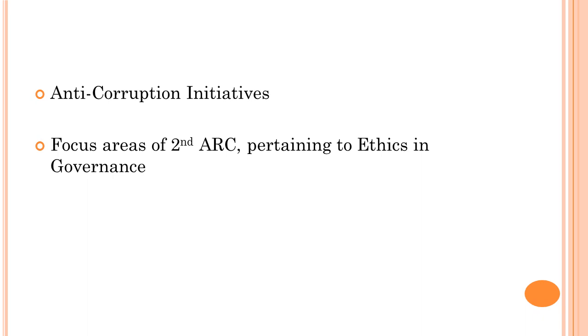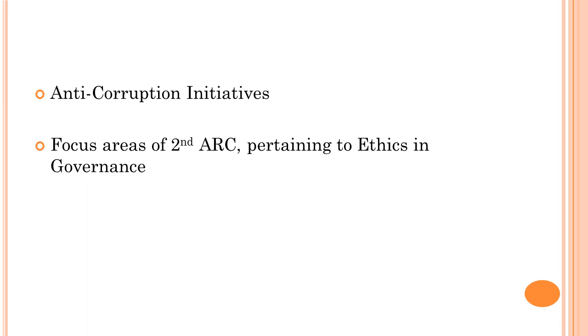Now the thing is, what are the focus areas of the Second ARC pertaining to ethics and governance? There are three specific areas where the Second ARC is focusing. First is vigilance and corruption. They are talking about proactive vigilance and addressing systemic deficiencies. Vigilance should be proactive rather than reactive, and they want to address the deficiencies in the system, right? So this is about vigilance and corruption.